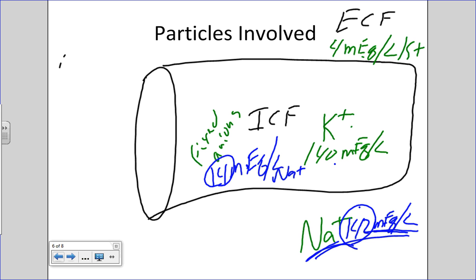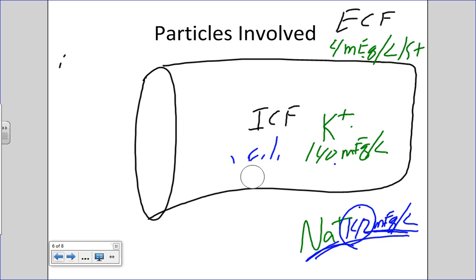Now let's talk about how we get to these concentrations. We have to go back to our basic laws of diffusion. Remember that when it comes to the diffusion of these charged ions across the membrane, there has to be some form of permeability. And there are going to be potassium gates and sodium gates.